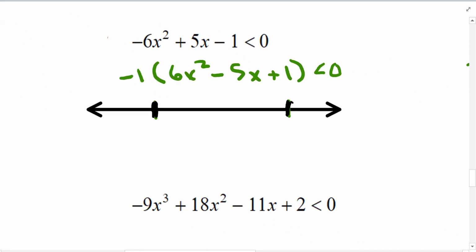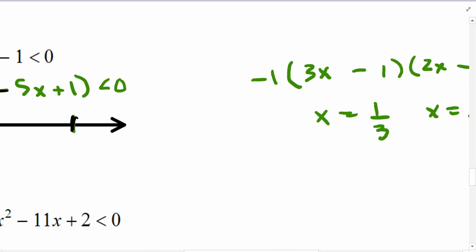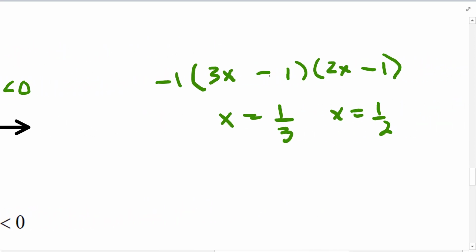Then, when you have a quadratic, you're going to have to factor it. Well, the first thing, we have a negative number here, so I'm going to factor out a negative 1. And when I do that, this becomes positive, this one becomes negative, this returns to positive, and then I'm going to factor that quadratic, and it factors to 3x subtract 1, 2x subtract 1.